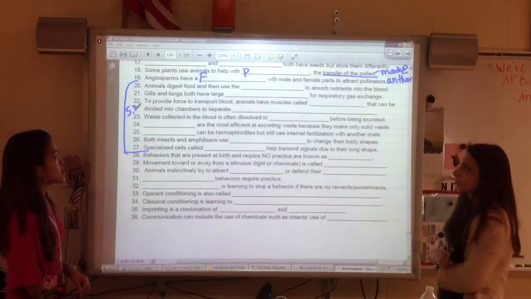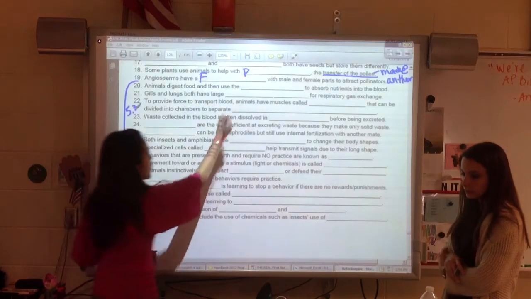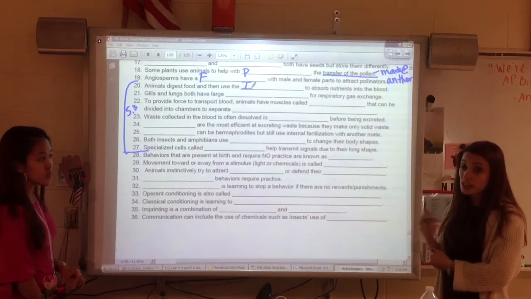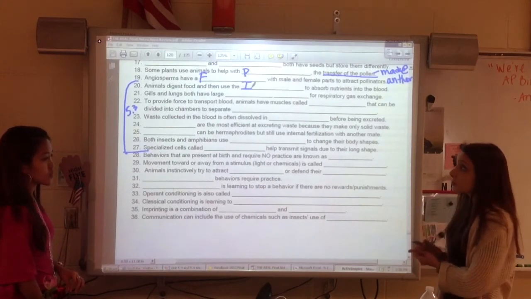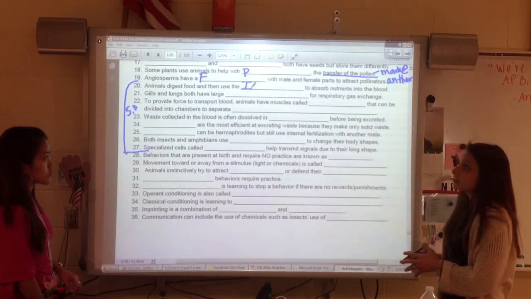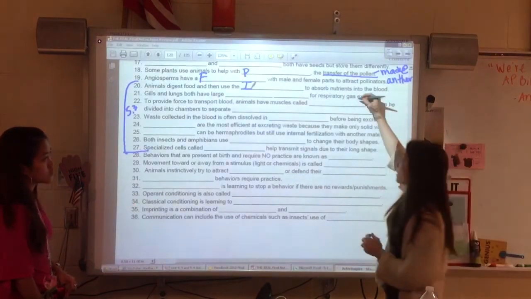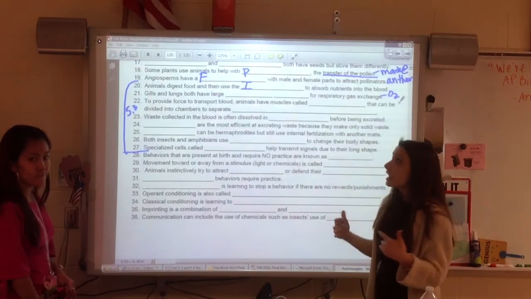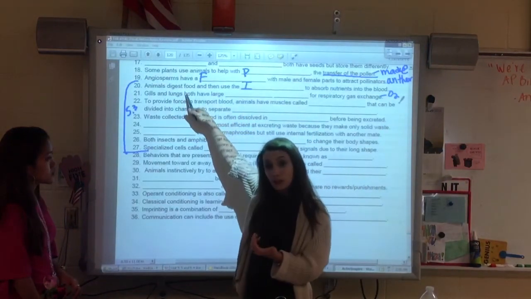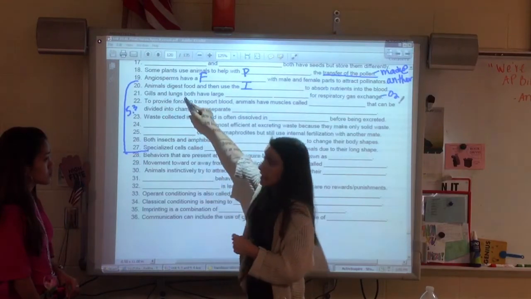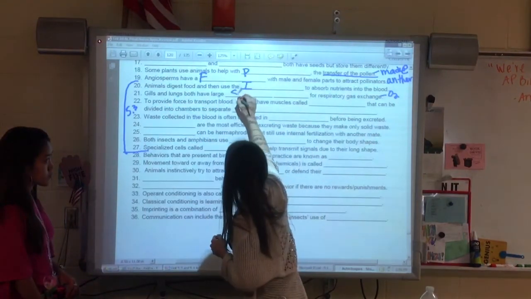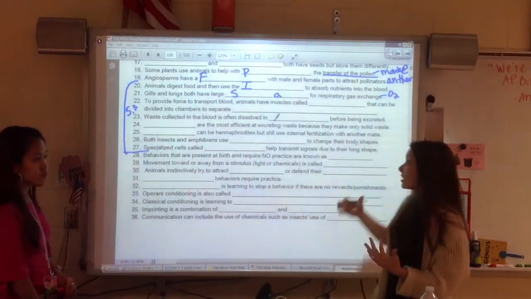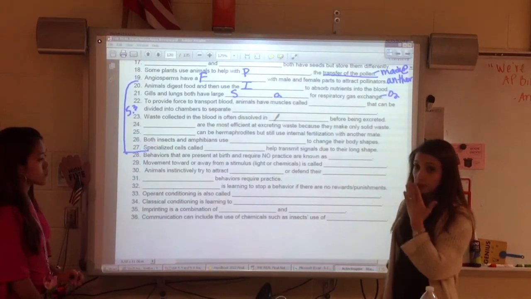So for 20, animals digest food and then they use the organ that starts with an I to absorb nutrients into the blood. So remember, for animals, nutrition isn't just eating food, it's also getting it into the bloodstream. Something else that has to get into the bloodstream is going to be oxygen. So when we talk about gas exchange, animals need to get oxygen in, and they have gills and lungs, these are their structures. So amphibians have gills, land animals have lungs, but the lungs both have large blank, and it starts with SA, so that respiratory gas exchange can happen really quickly.